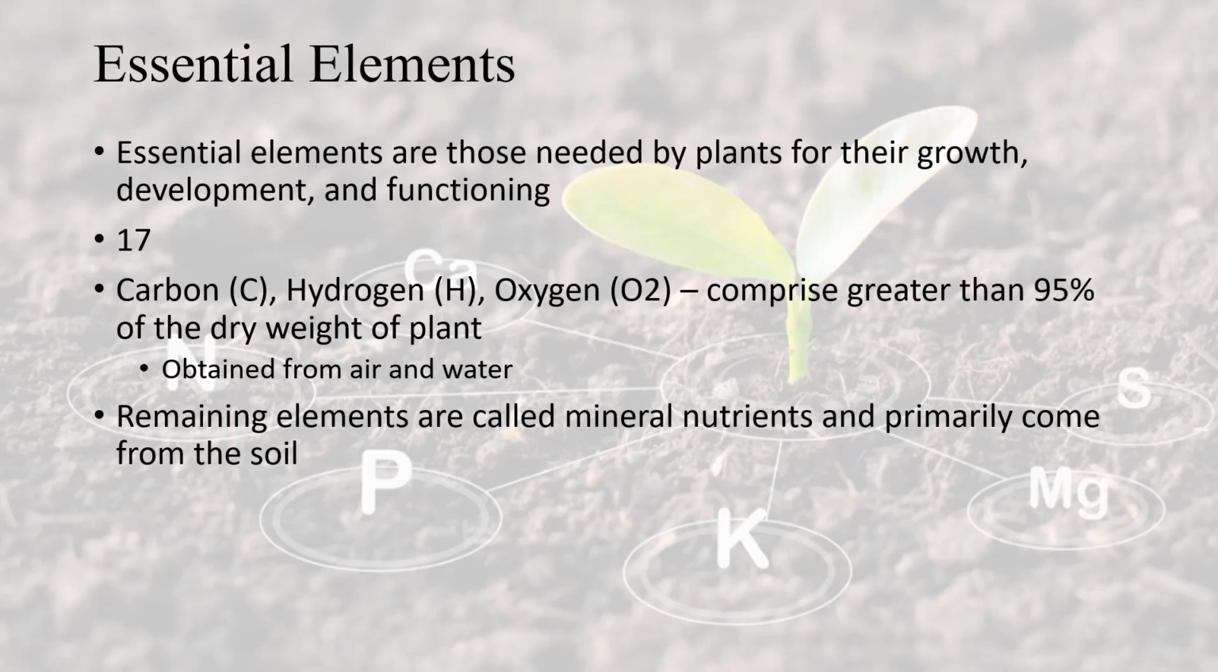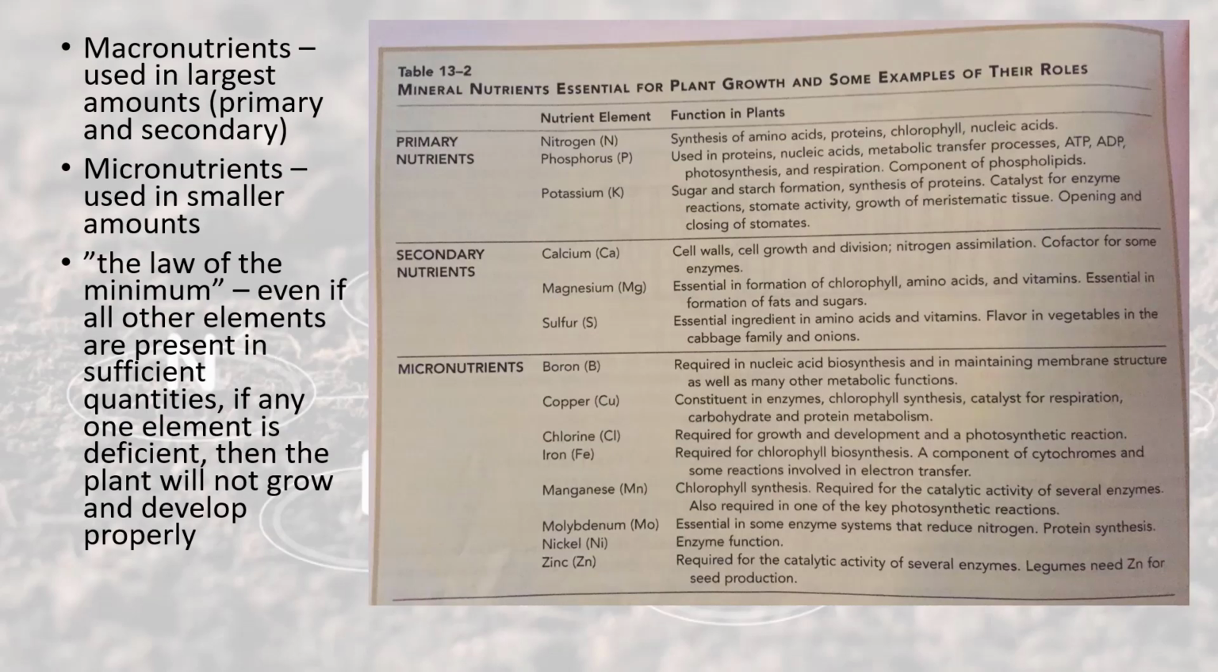Now, there are 17 essential elements that are needed by plants for their growth, development, and functioning. 3 of them, carbon, hydrogen, and oxygen, are obtained from the air and water, and they comprise more than 95% of the dry weight of our plant. The remaining elements, 14 of them, are called mineral nutrients, and they primarily come from the soil. Now we can categorize our mineral nutrients into 2 main categories, our macronutrients and our micronutrients, with the difference between them being the amounts of each that are needed for your plants.